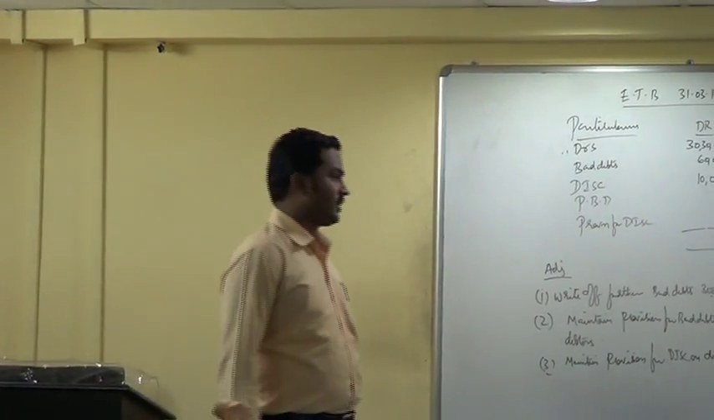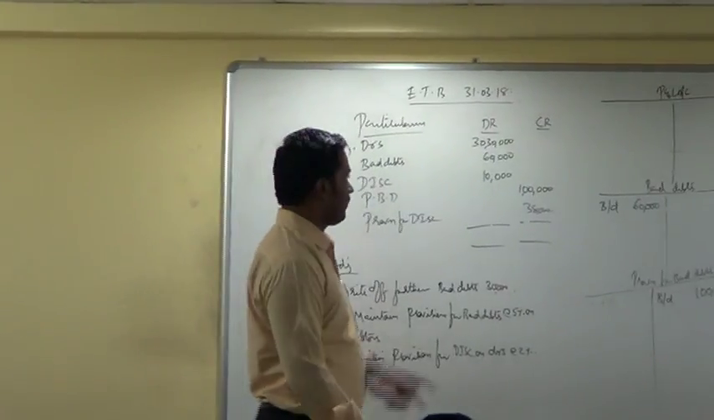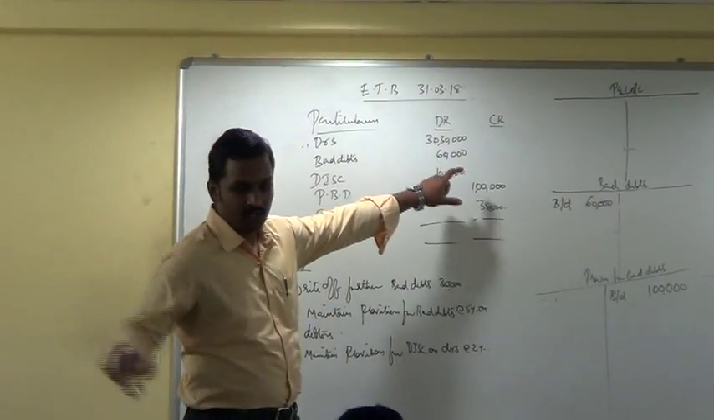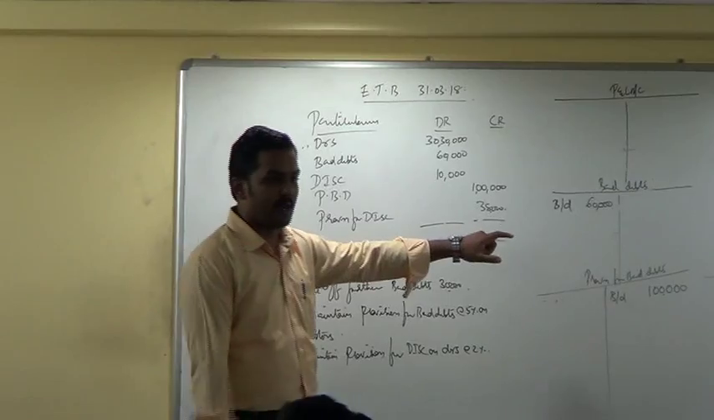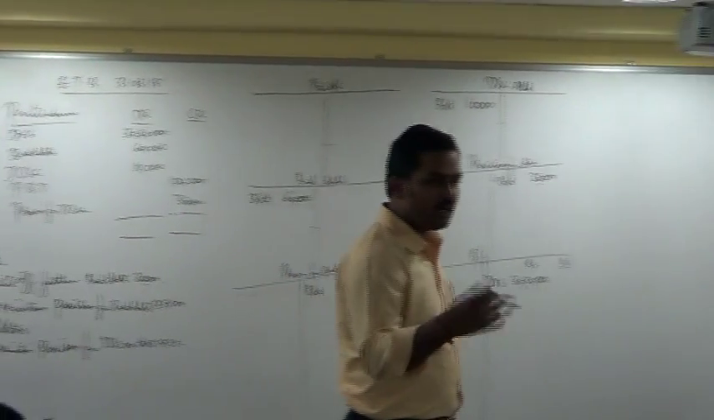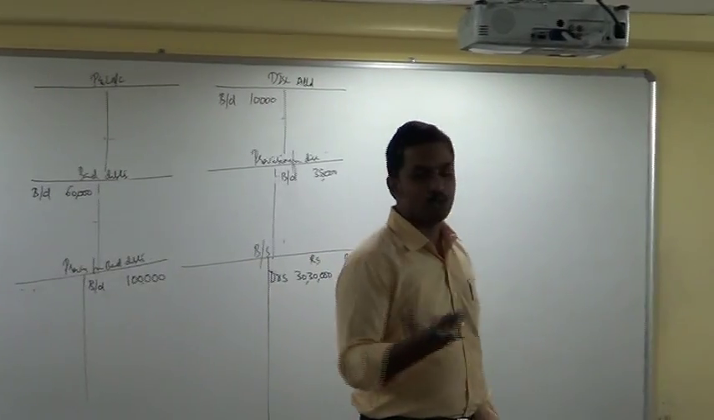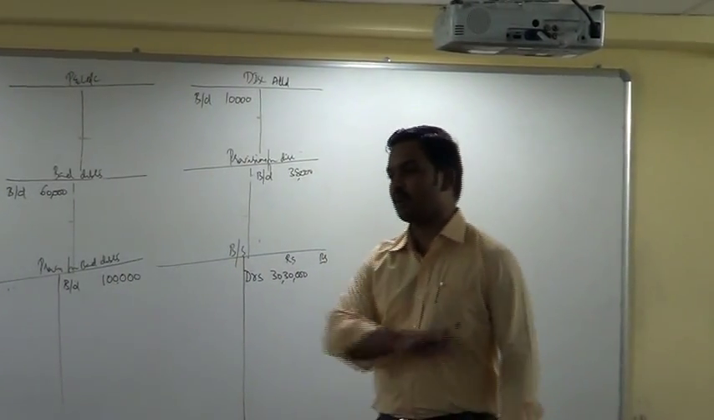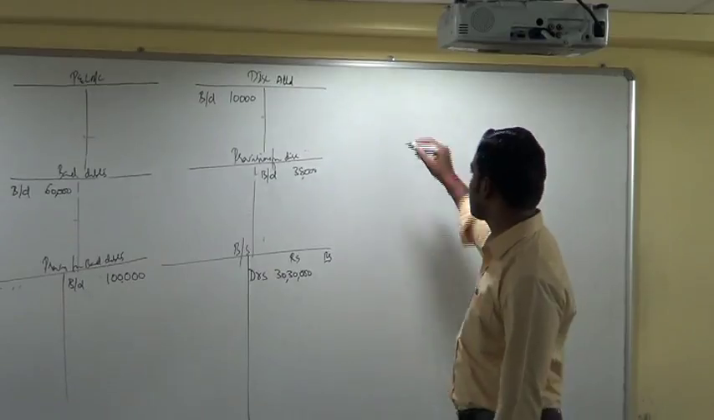What is the entry you write for writing off further bad debts of 30,000? You have already written off 60,000 shown as bad debts. Now we want to write off some more amount as bad debts. We have come to know that some more customers have become insolvent. They are not going to pay money. There is no point showing them as debtors in our books. We want to write off another 30,000. What is the entry you pass?